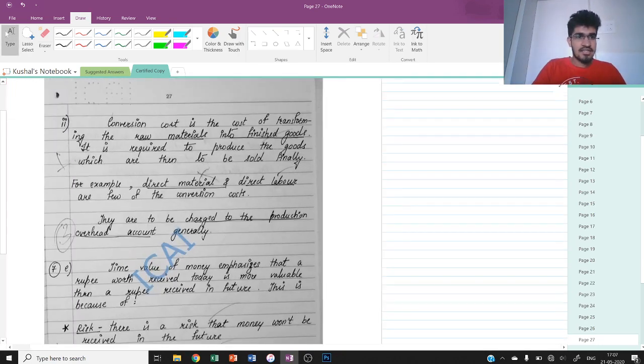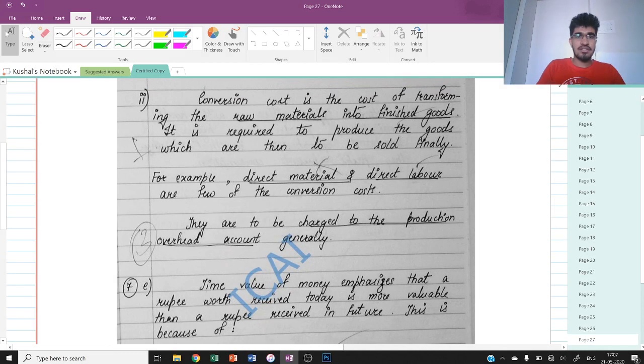Then I was required to define conversion cost. Again, I just underlined the keywords conversion of raw materials into FG. For example, direct labor, direct material, and they are to be charged to the production overhead account generally. I lost 1 mark over here, I don't know why. So I scored 3 out of 4 marks over here.